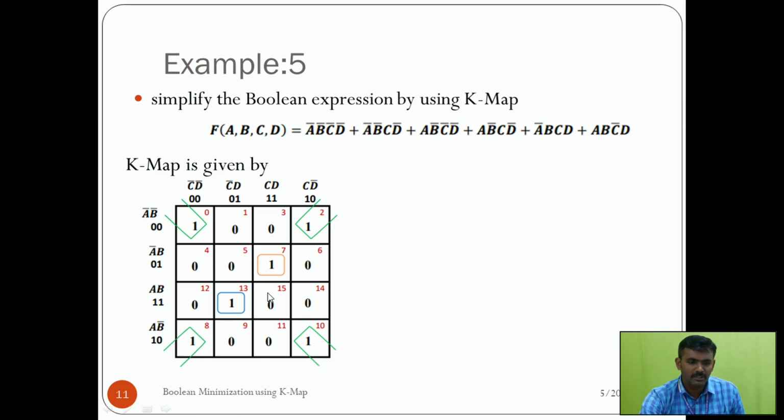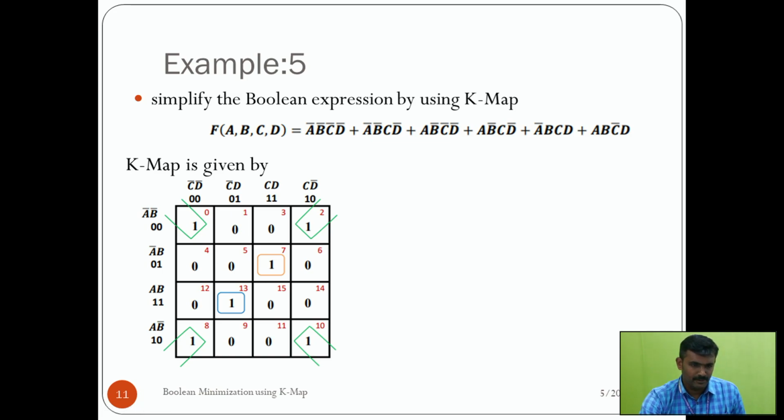What about the remaining minterms? All are not available, therefore we have to mark them as 0. Minterm 1, 3, 4, 5, 6, 12, 14, 15, 9, 11, so these are all 0 because they are not available. Okay, now we are going to map.